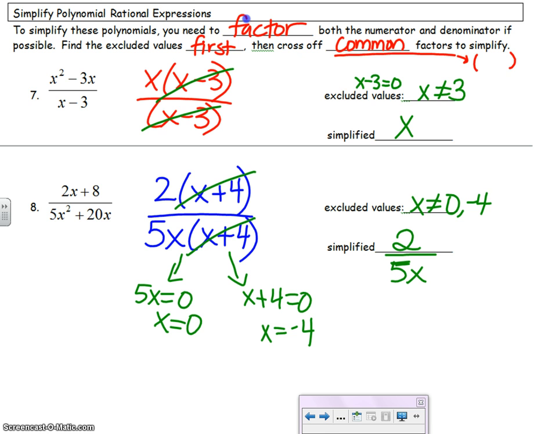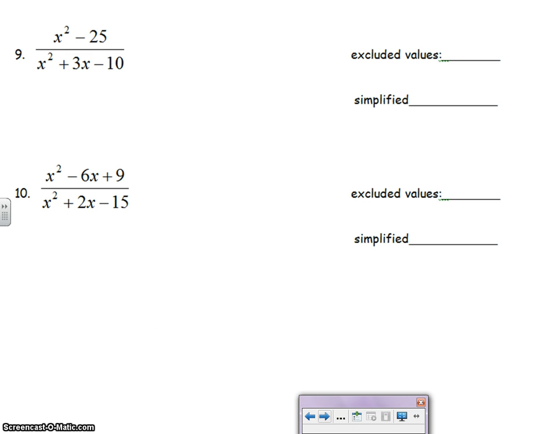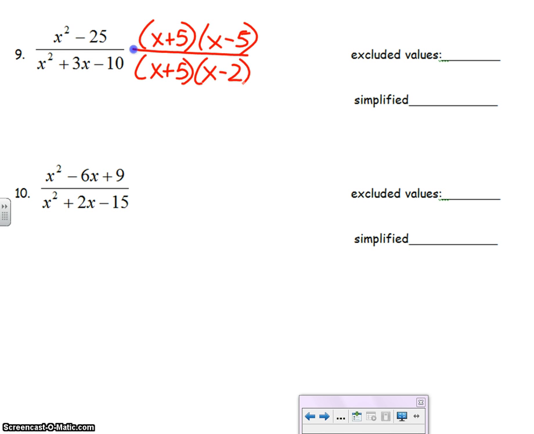Let's move on and try another one. Number 9. I look at number 9 and I'm wondering what I can factor out from the numerator. I only have two terms, but remember this is a difference of perfect squares. So I'm going to factor my numerator to x plus 5 times x minus 5. And I'm looking at my denominator, x to the second plus 3x minus 10. What factors of negative 10 add up to be 3? And that would give me x plus 5 and x minus 2.